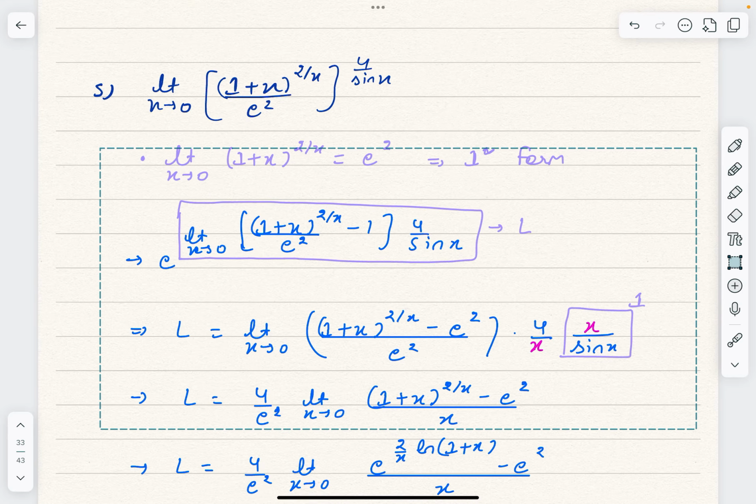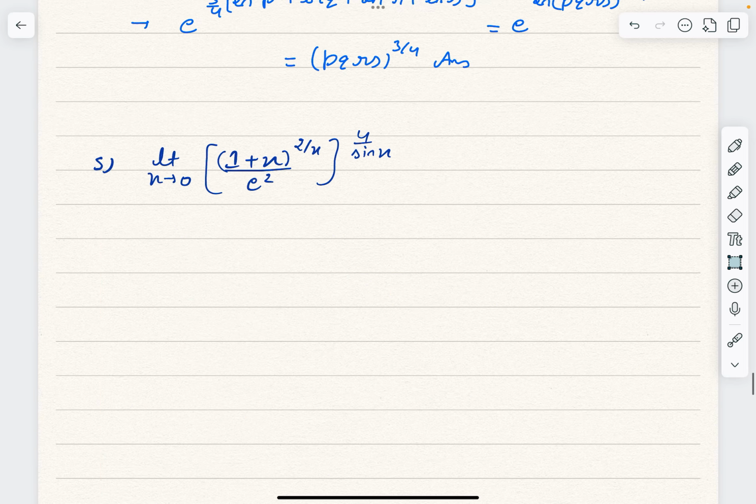Now, this is the problem where we have to use the proof thing. See, we have limit x tend to 0, ((1 plus x) raised to power 2 by x divided by e square) whole raised to power 4 by sine x. So all these are normal brackets. There is no step or anything here. So you can give it a try. Let us start discussion now.